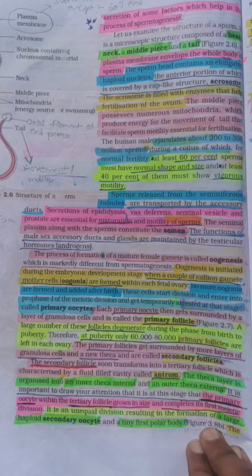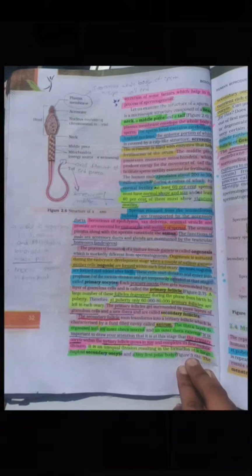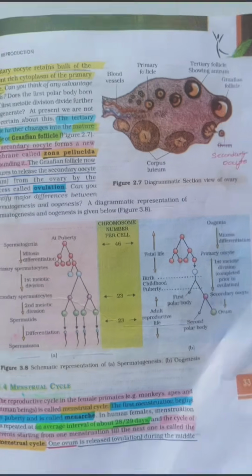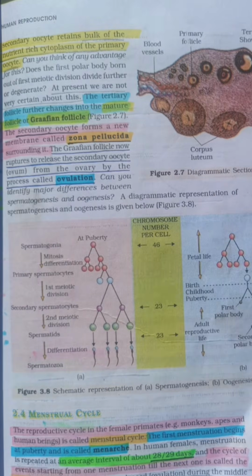It is important to draw your attention that it is at this stage that the primary oocyte within the tertiary follicle grows in size and completes its first meiotic division. It is an unequal division resulting in formation of a large haploid secondary oocyte and a tiny first polar body. The secondary oocyte retains the bulk of the nutrient-rich cytoplasm of the primary oocyte.